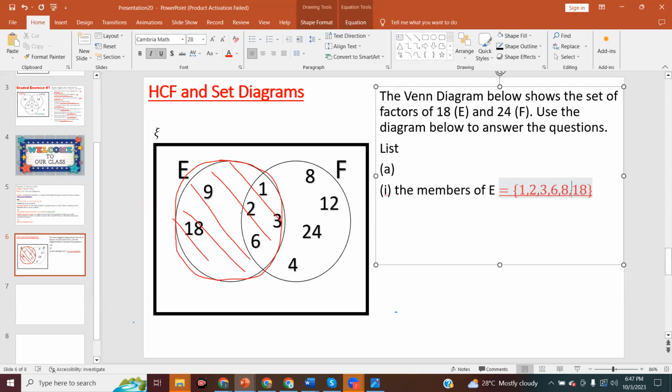That's supposed to be a 9. There's no 8 in there. So 1, 2, 3, 6, 9, and 18.